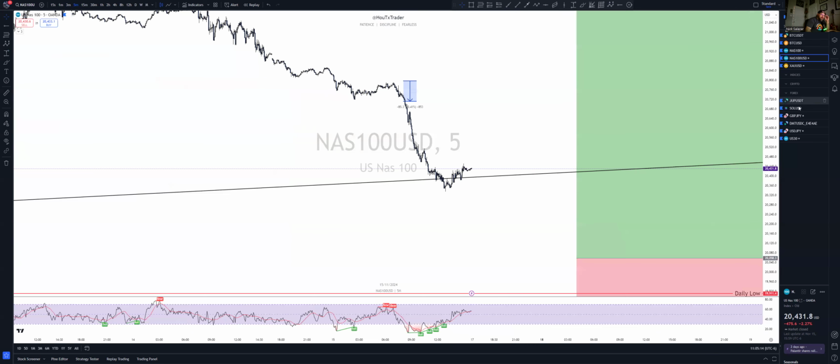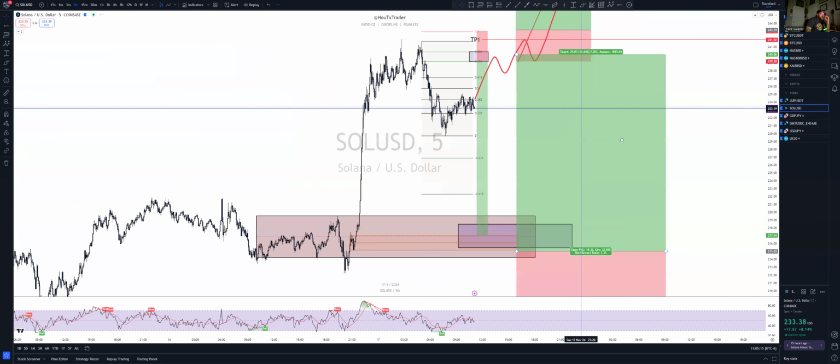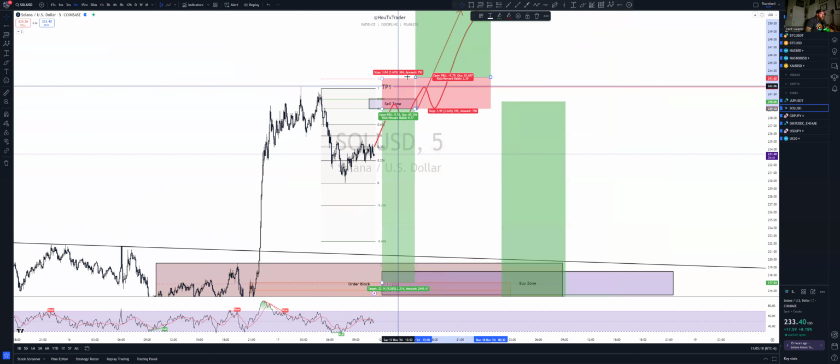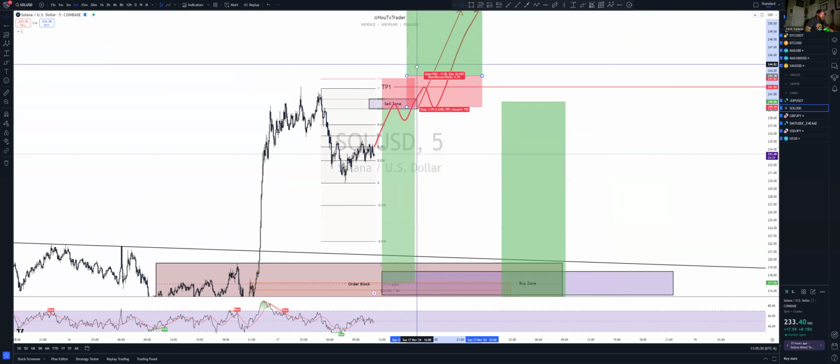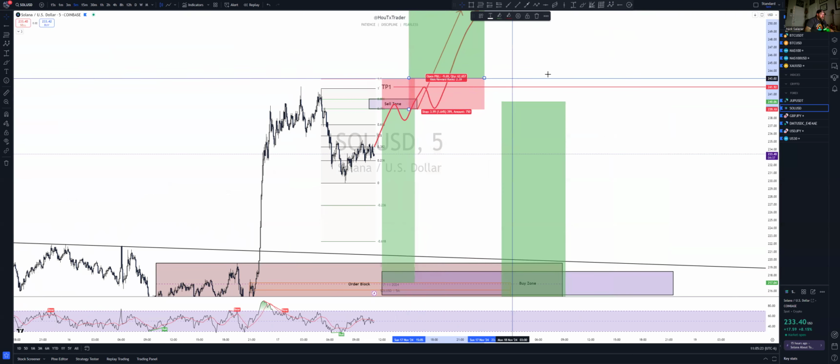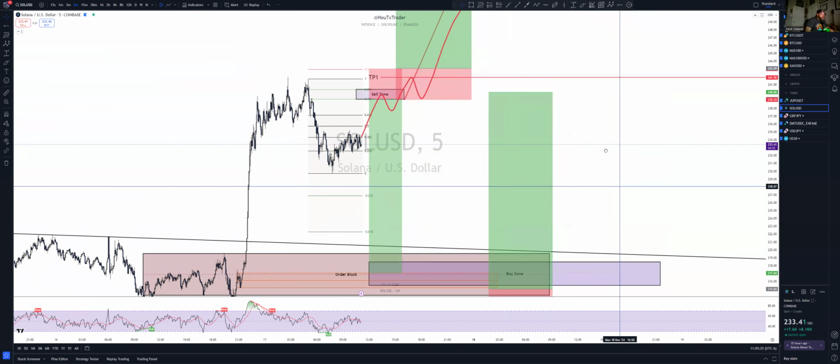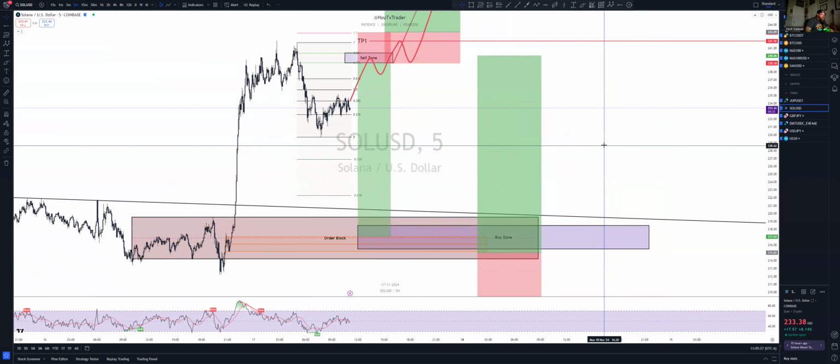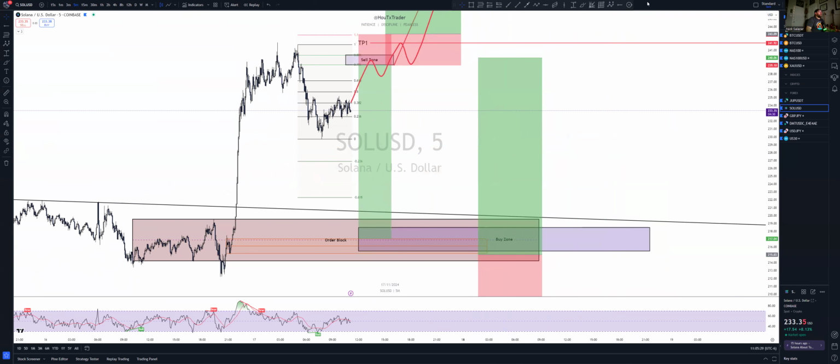But that's Solana. That's what I think is going to happen. I would be looking for sells right there with a buy stop just above it in case I hit my stop loss. I flip directions, go right in the other direction, or you could just be patient and catch the buy down there. All right, that's all I got.